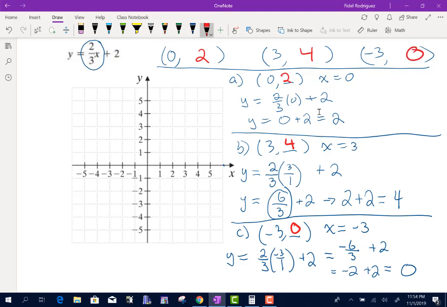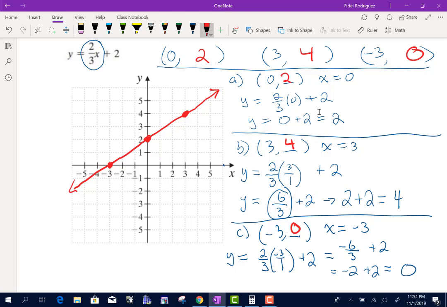So now let's go ahead and plot our points. 0, 2. Remember, 0, 2 means from the middle, stay there, then go up to 2. 3, 4 means go to the right 3, and then go up to 4, right there. And then negative 3, 0 means go 3 to the left, and right here. And again, guys, if I draw my line, look how pretty, it comes out nice and neat. And there's the graph of our line.